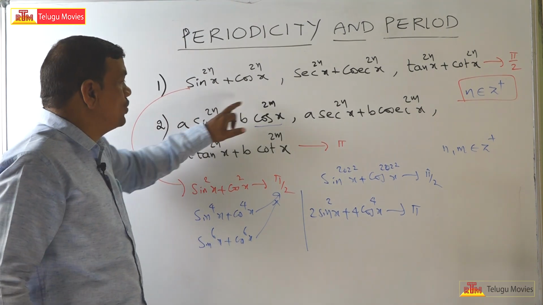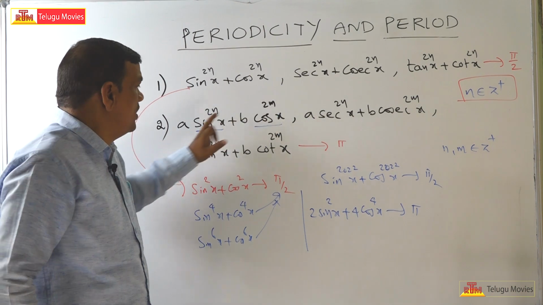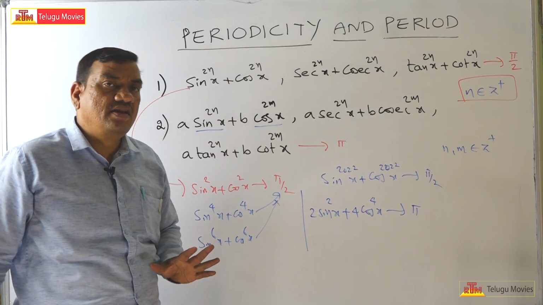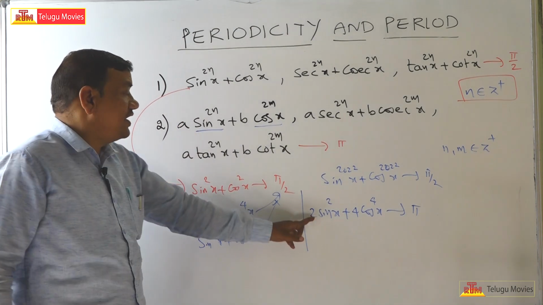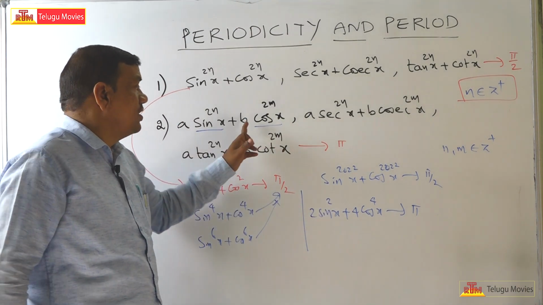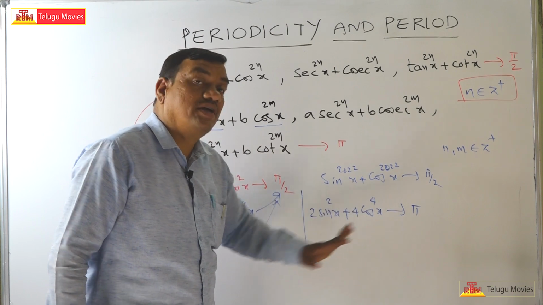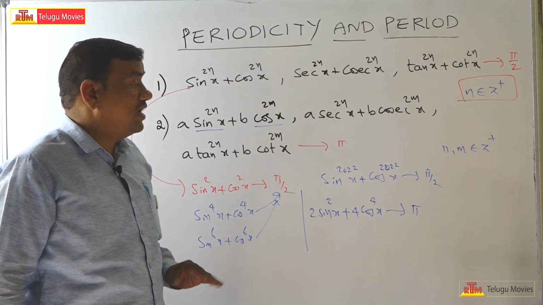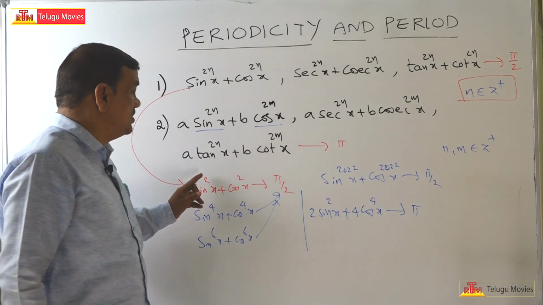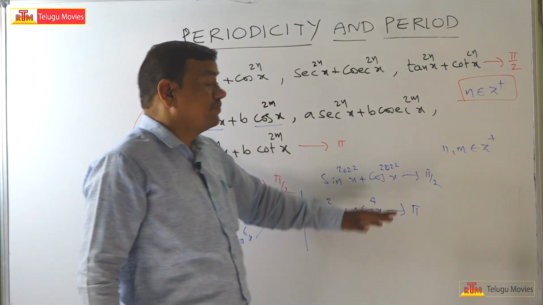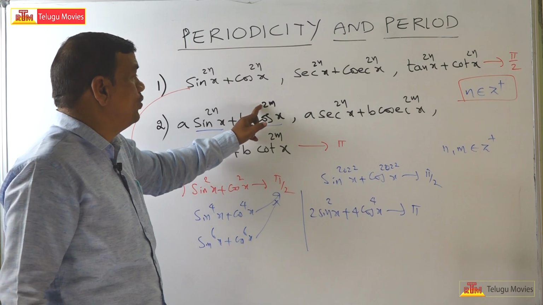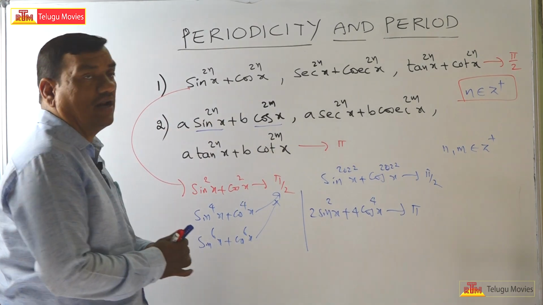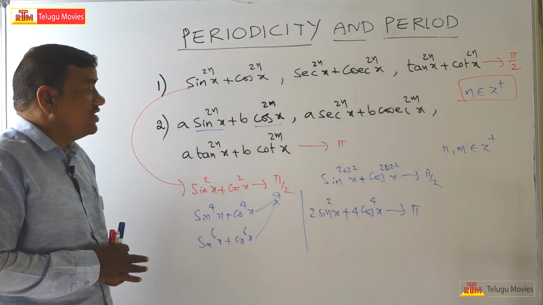Here if I take n is equal to 1 and m is equal to 2, a and b are any real numbers you can take. So I have taken 2 sin square x plus b cos power 4x, its period is pi. The only observation is that the power should be even numbers. Here also even number, here also even number, 2n, 2m. I hope that you understand this concept.